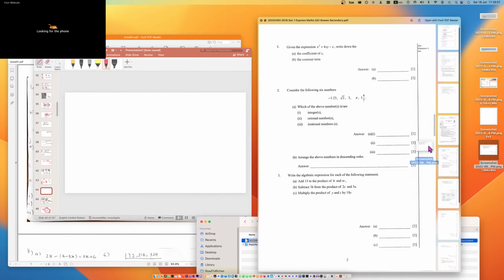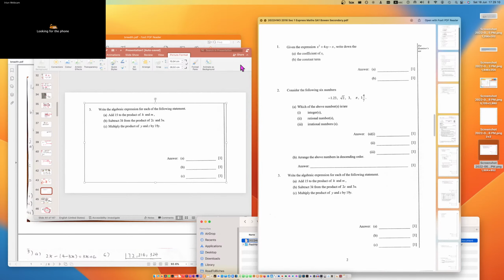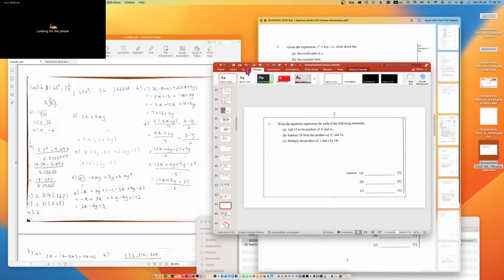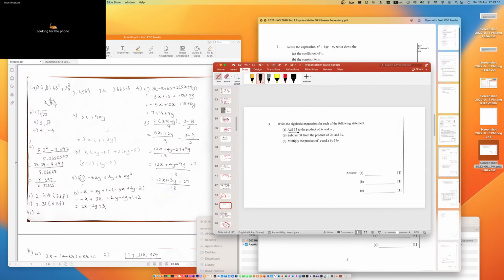So let me just do it here. Add 15 to the product. So product first, correct? I added a bracket over there, between H and M, times. Then you need to simplify.